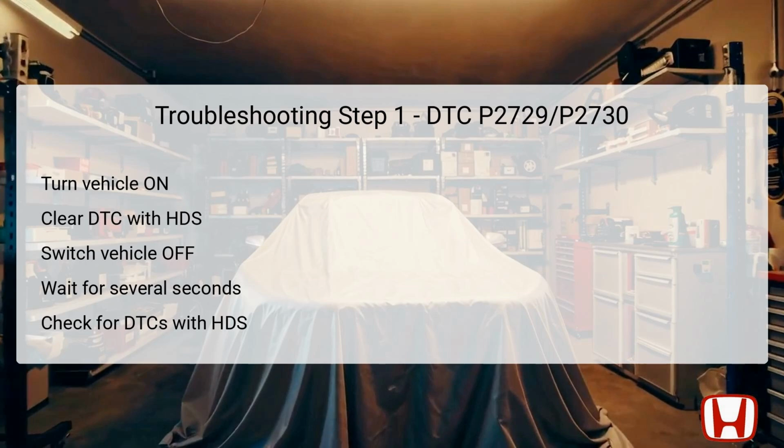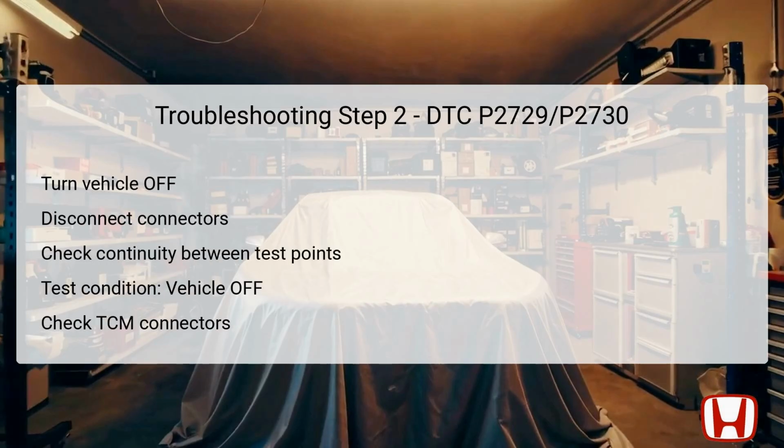If either DTC P2729 or P2730 reappears, this indicates that the malfunction is a confirmed issue. Should neither code display, this may suggest an intermittent failure. In this case, further investigation into wiring and connections is necessary to determine underlying problems.